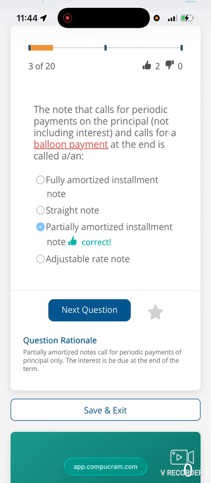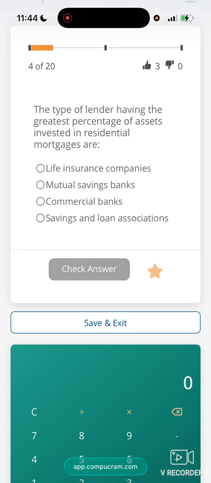So a partially amortized note calls for periodic payments of principal only. The interest is due at the end of the term. I don't know why they put that. That was a weird sentence.